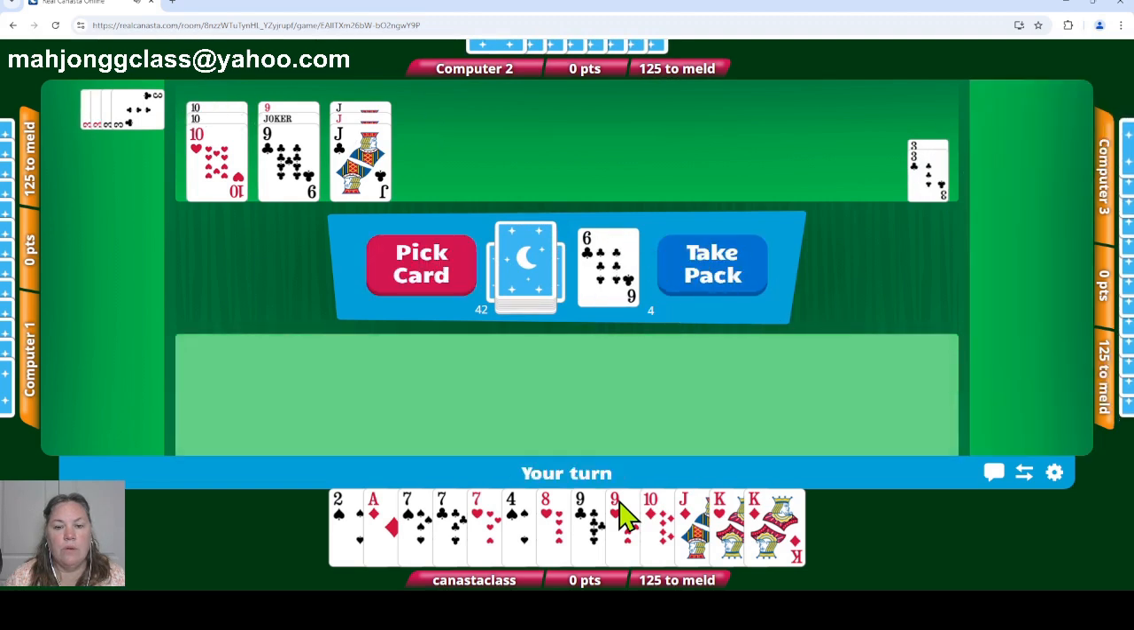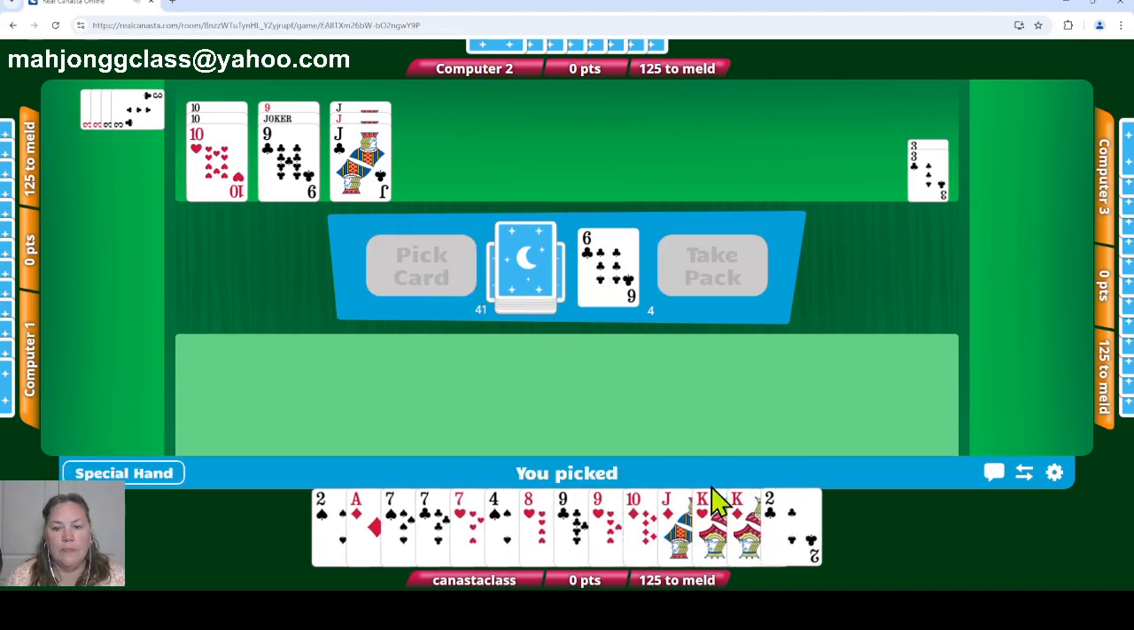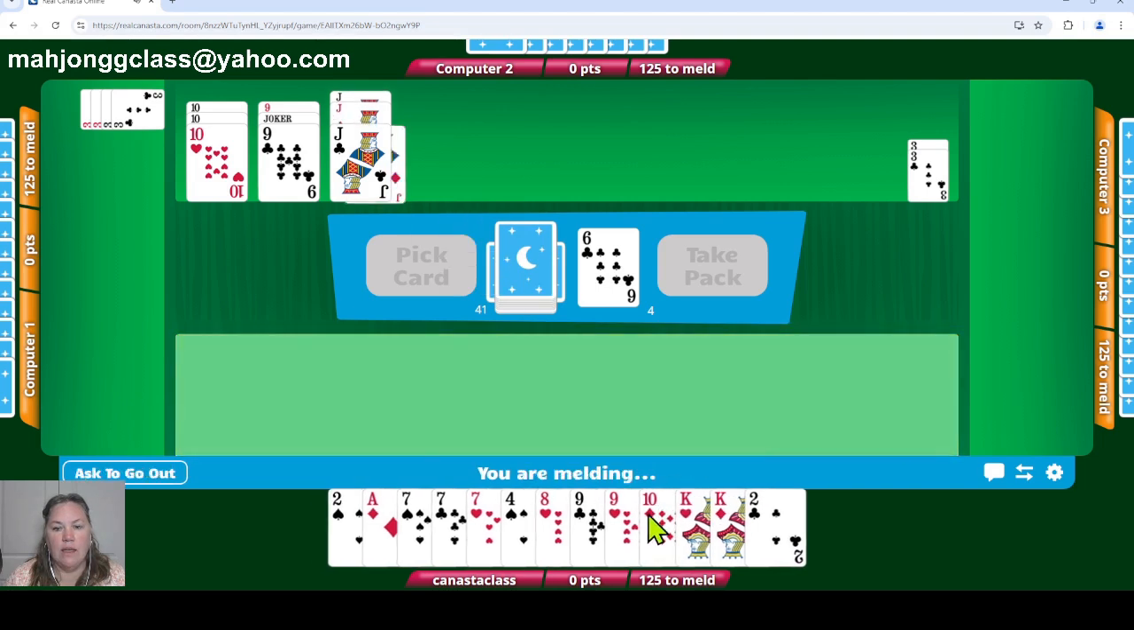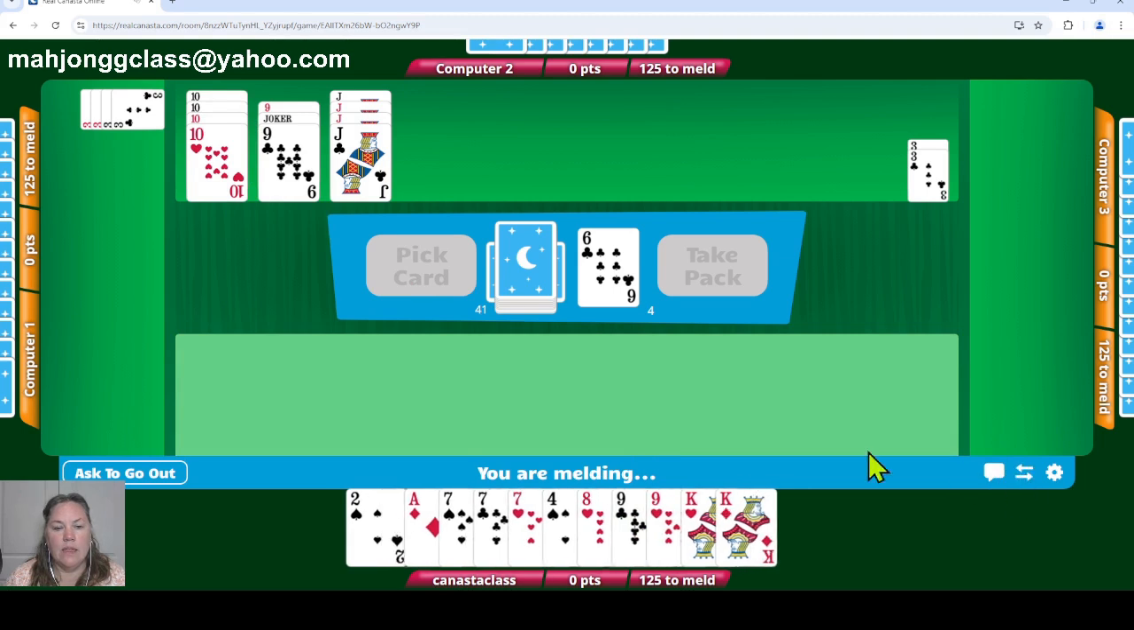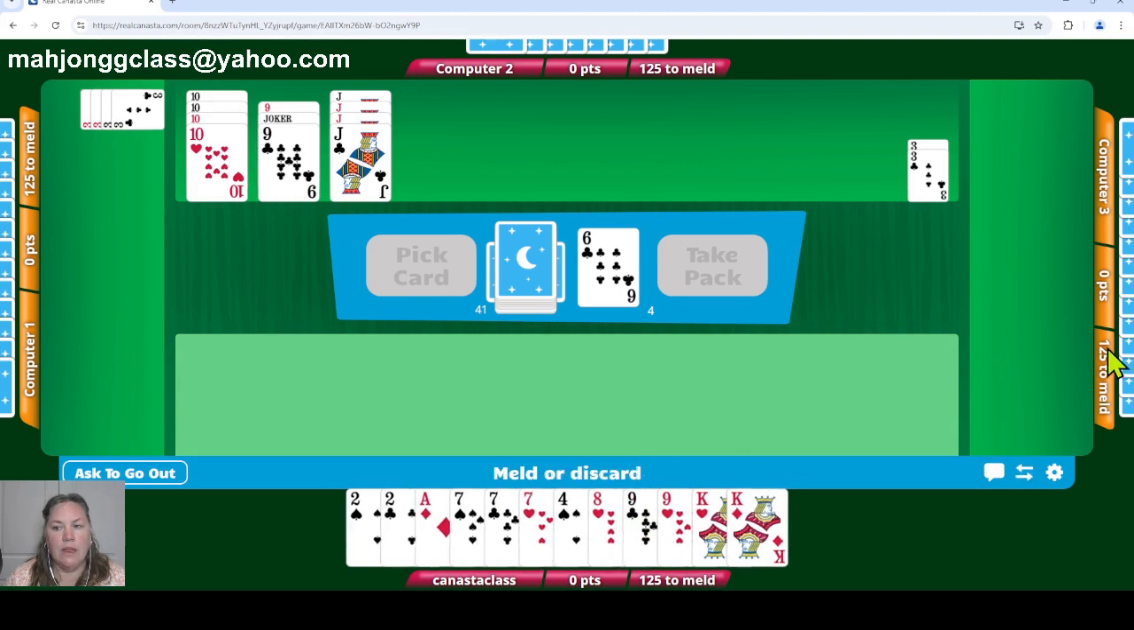My partner is now open. I can pick the pack. As you see, they threw a 6. I don't have a pair, so I'm going to have to pick a card. I do have 1 jack, 1 10. I'm going to hold on to my 2 9s and see how the game progresses. Maybe we'll get a discard from my opponent.